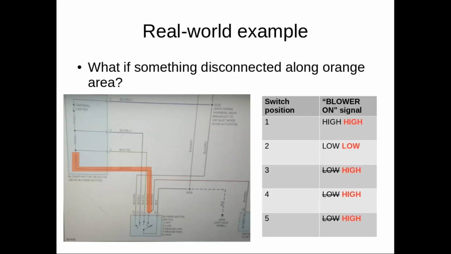With that in mind, let's continue with our diagnosis. We need to imagine a fault that will result in the following truth table, where for switch positions 3 to 5 we will see high signal. And here is one possibility. If we look at this orange area and imagine that these wires and components got disconnected, what is going to happen?